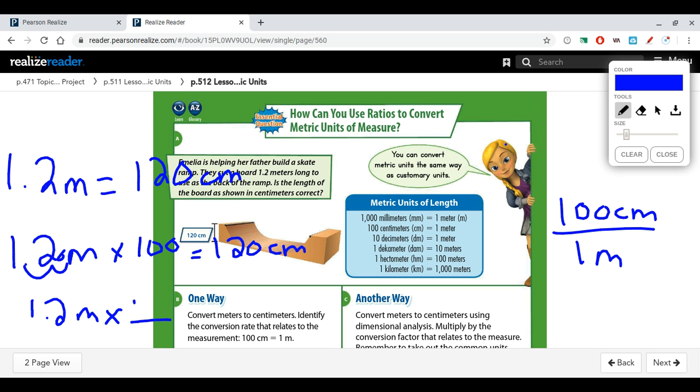Because I'm multiplying, the 100 centimeters is on top. The 1 meter is on the bottom. If you recall, these cancel each other out, so I'm left with centimeters as my unit of measurement. So I end up with 120 centimeters. So that's just a way you can look at it. There are 2 different ways to do it. Use the one that works best for you.